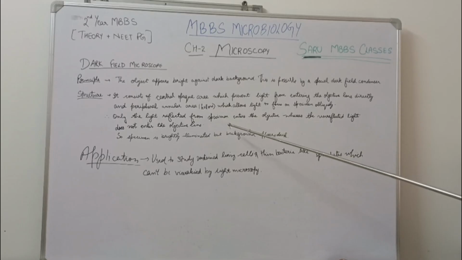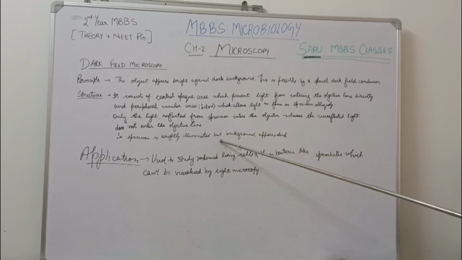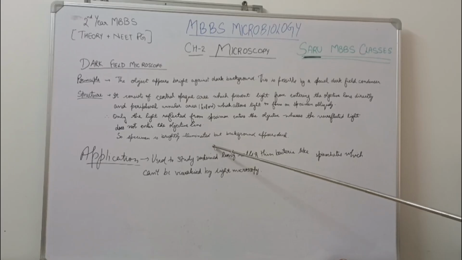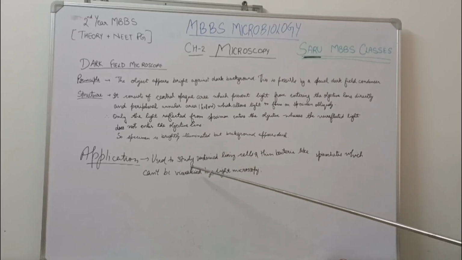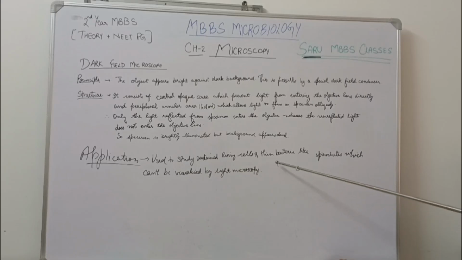Only the light reflected from the specimen enters the objective, whereas the unreflected light does not enter the objective lens. So, the specimen is brightly illuminated against a dark background. Application: it is used to study unstained living cells and thin bacteria like spirochetes, which can't be visualized by light microscopy.